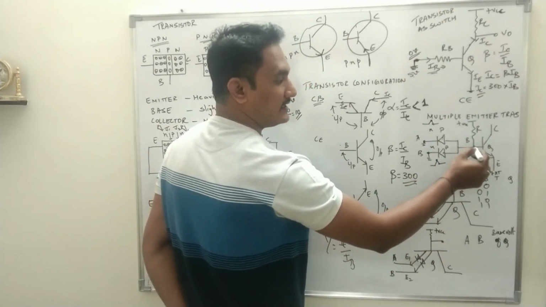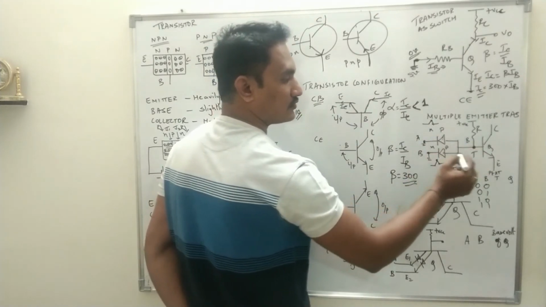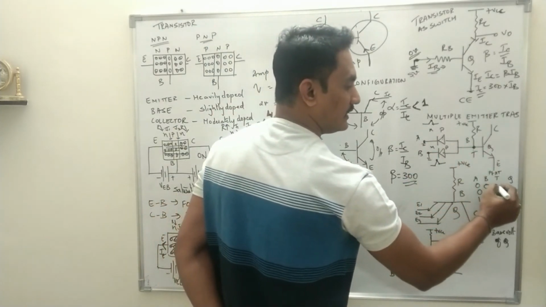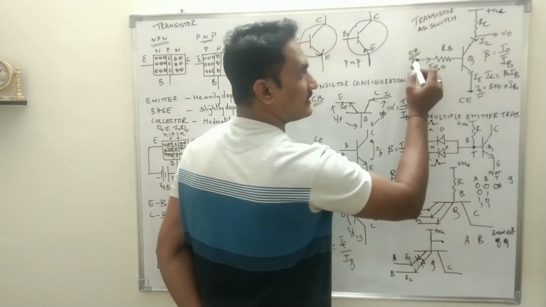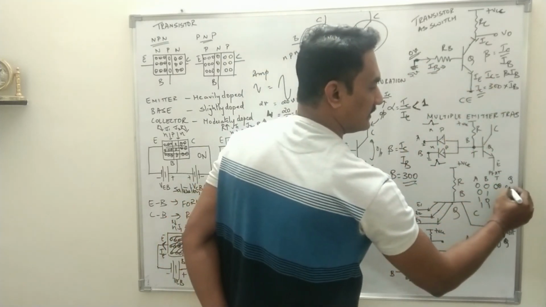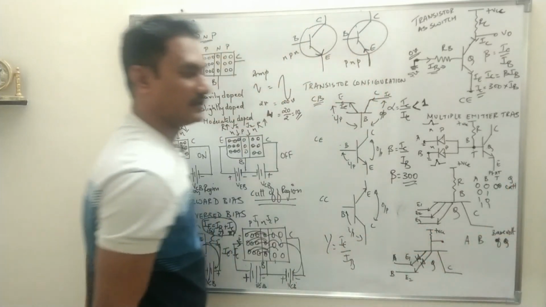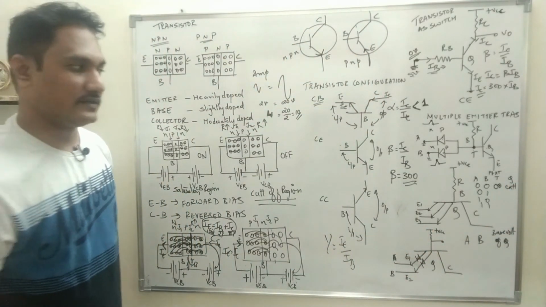So this point T gets connected to ground. So potential at point T will be 0 volt, and if 0 volt is applied to the base of the transistor, the transistor is in cutoff region.